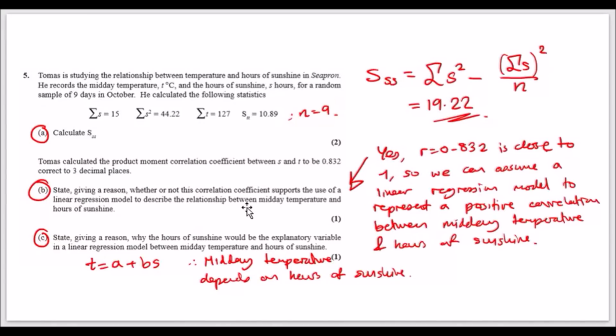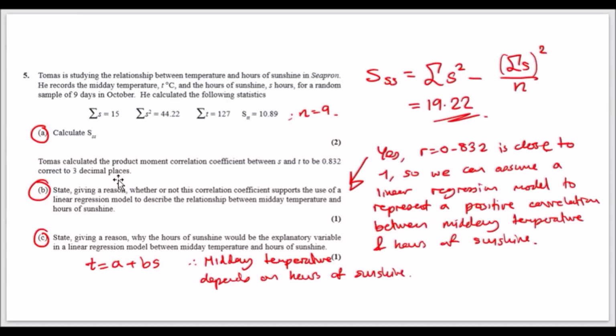Okay, number 5. Thomas is studying the relationship between temperature and hours of sunshine in CPROM. He records the midday temperature T in degrees Celsius and the hours of sunshine S for a random sample of 9 days. So n is 9, yeah? He calculated the following statistics: the sum of S, the sum of S squared, the sum of T, and also, I cannot read my own handwriting, I think that's the sum of ST. Calculate Sss. This is a standard formula: the sum of S squared minus the sum of S all squared, so 15 squared over 9. Plug this in and you should get 19.22.